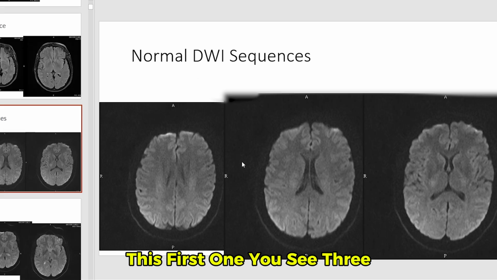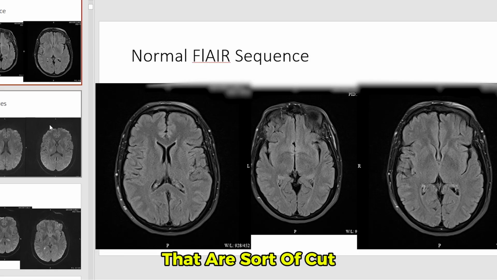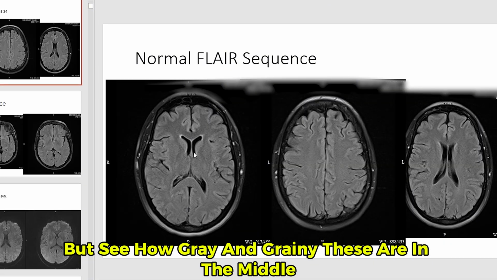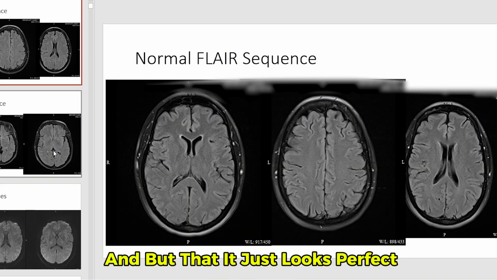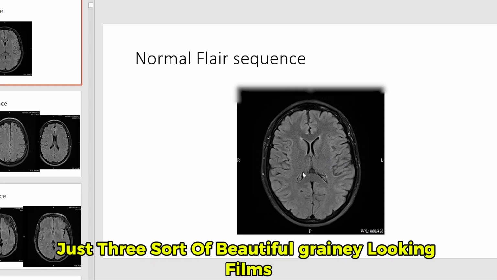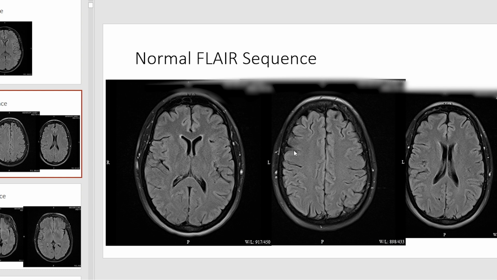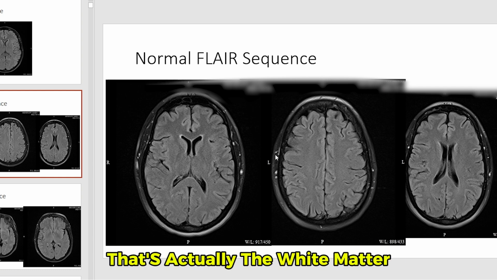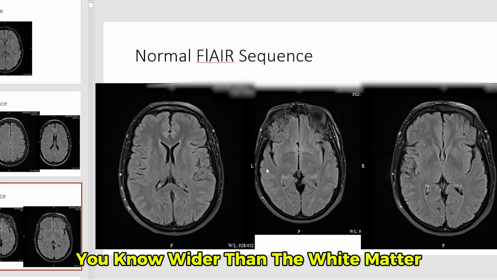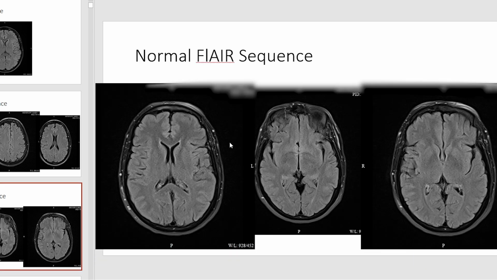This first one, you see three that are cut, one lower than the other, but see how gray and grainy these are in the middle. But it just looks perfect. And this next one's the same. Just three beautiful grainy looking films. All that dark area in the center, that's actually the white matter. The gray matter's around the edge. That's whiter than the white matter.